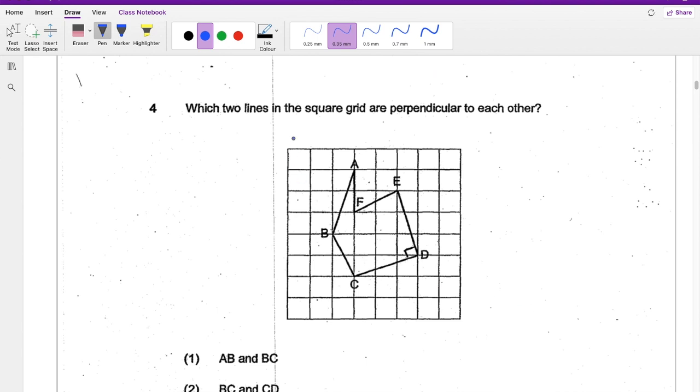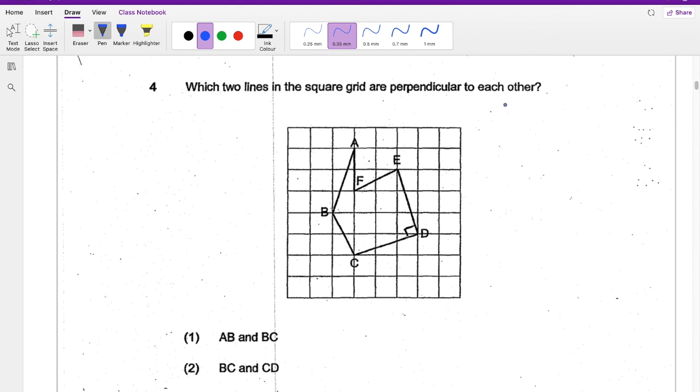Question 4. Which two lines in the square grid are perpendicular to each other? Well, what is perpendicular? Perpendicular is like this. Two lines cross each other, and the angle they form is a right angle. Compared to perpendicular, there's another form, which is called parallel. Parallel means that these two lines will never cross each other. Here we see AB and BC. AB and BC definitely form an obtuse angle.